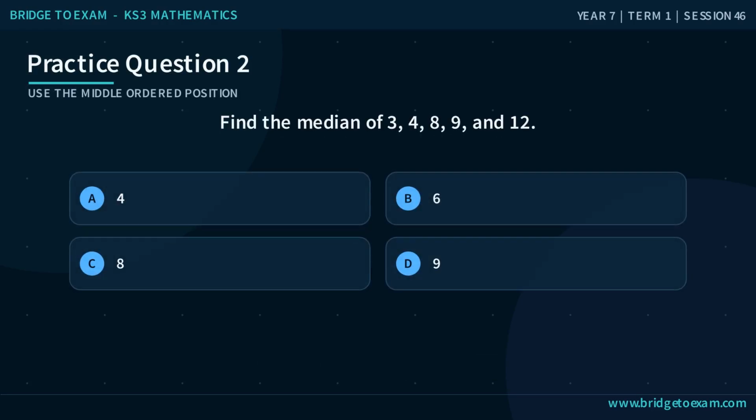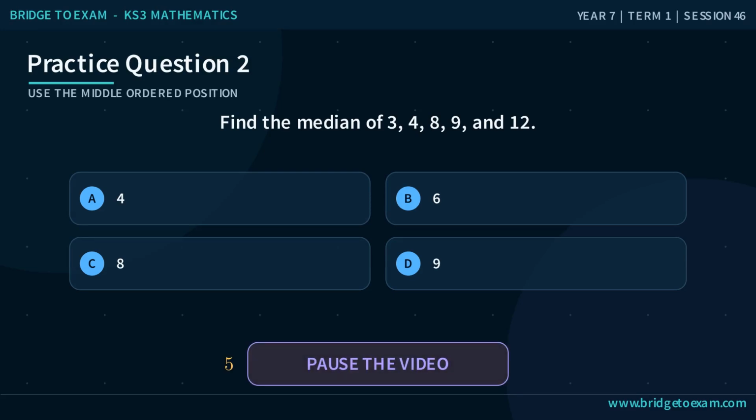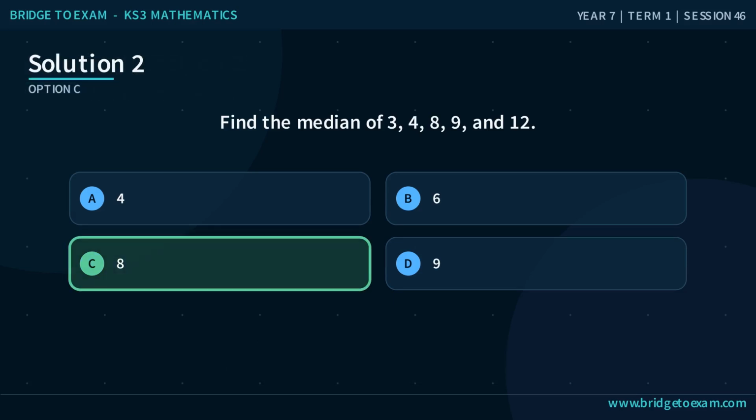Practice question 2. Find the median of 3, 4, 8, 9, and 12. Option A is 4. Option B is 6. Option C is 8. Option D is 9. Pause. Locate the middle of the ordered list. The correct answer is option C, 8. There are 5 values, so the third value is the median.